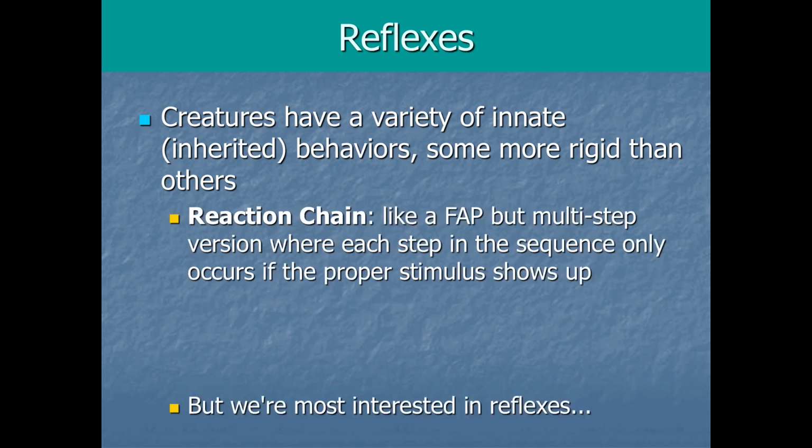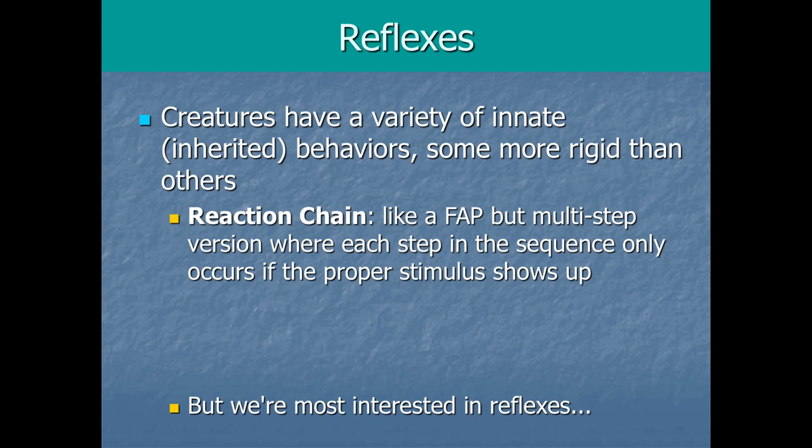There are, of course, more flexible and nuanced versions of this that allow a little more variety and interactivity. For example, you might see a term like reaction chain. That's like a fixed action pattern, but it's a multi-step version where each step in the sequence only occurs if the proper stimulus shows up next. So like in some mating displays, if the male starts a mating display but the female isn't into it and doesn't reply with the right stimulus, then the whole complex mating dance stops rather than continuing the next steps of the display. But we're not going to worry too much about that stuff.